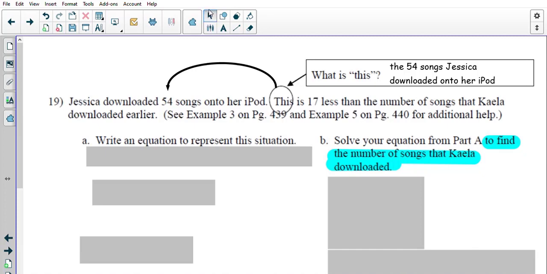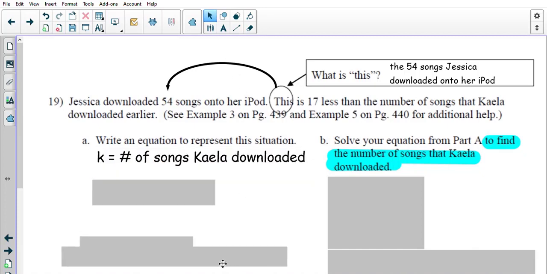So I start by defining a variable to represent my unknown. I'm going to choose K for the number of songs that Kayla downloaded. Now you can choose any variable you want. I just try to choose a variable that makes sense for the question.